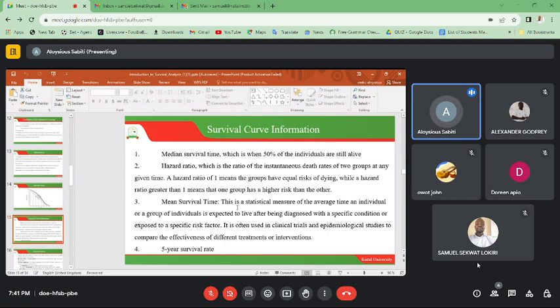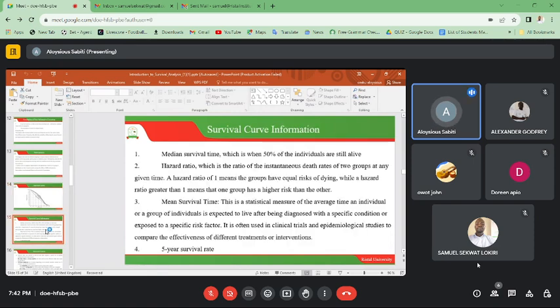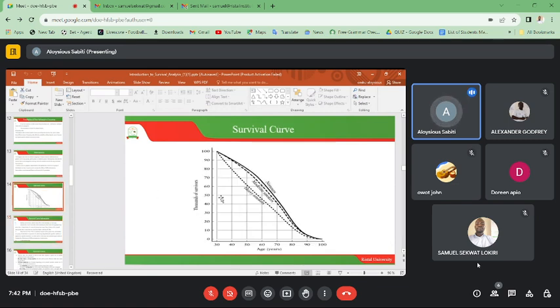So the survival curve information, the median interval time, which is when 50% of the individuals are still alive, is what we call the median survival time, meaning that 50% of the individuals are still alive. So at 50%, you're looking at this figure here, 50,000 out of 100,000 people. You can see that 50 is our survival point, and this is what we call the median survival point.